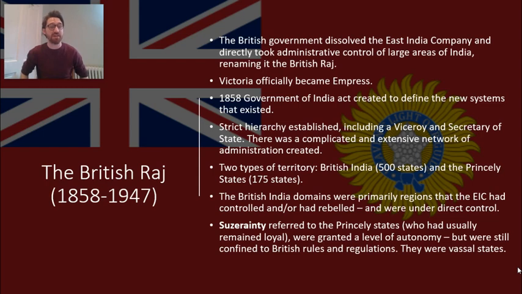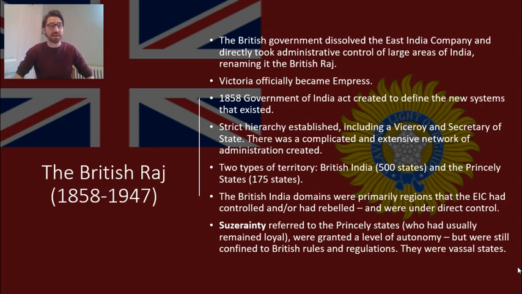And what happens after the 1858 rebellion is that British Parliament loses faith in the East India Company and strips it of all of its powers. So essentially, what happens in 1858 is the British government, as well as Queen Victoria, take over the rule of India. And that is what is known as the British Raj. Victoria officially becomes the empress, and the businessmen of the East India Company no longer have legislative power.